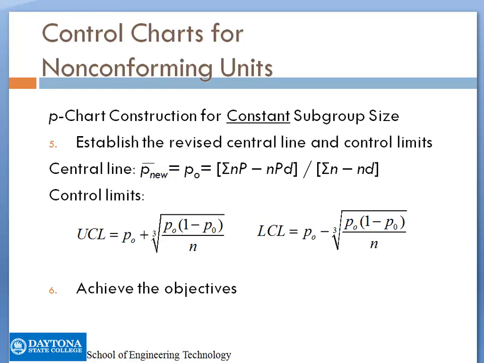You plot your data. If you notice that you have an out of control chart, you have to remove those subgroups, those points, and then establish a revised central line and control limits, so you have to recalculate. The formula is: P bar new will be equal to P sub O, and you subtract the values that you're taking out of the chart. You calculate your control limits as well and see if you have achieved your objective.